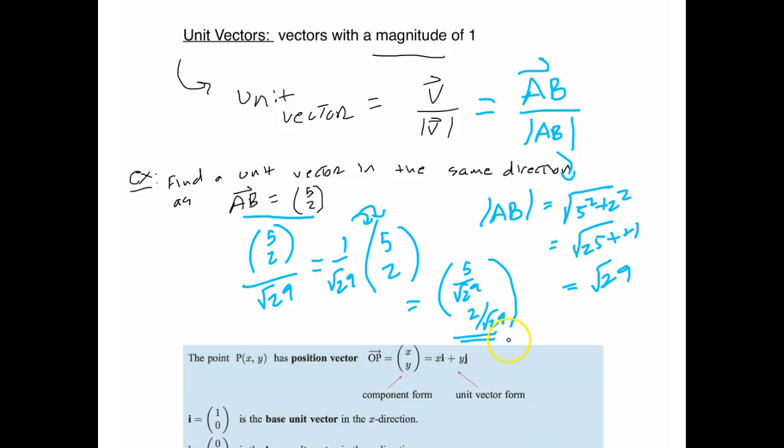Now, when you do a unit vector, you generally want to actually write in that notation of the unit vector. So you want to write it in the ij notation. So 5 over radical 29 i plus 2 over radical 29 j. And there you go. So that's how you write a unit vector in the direction of a vector. All you do is get the vector itself and divide by its magnitude.